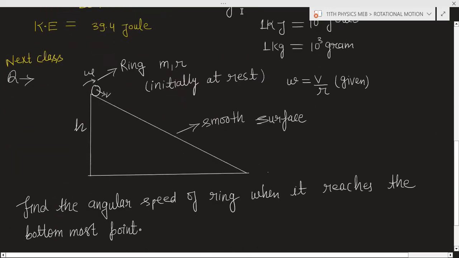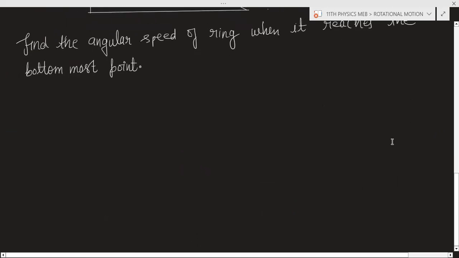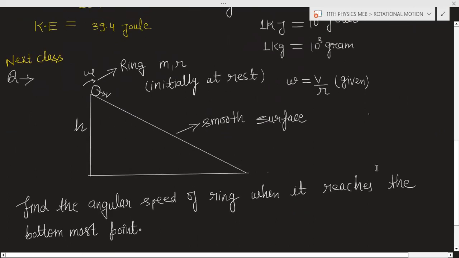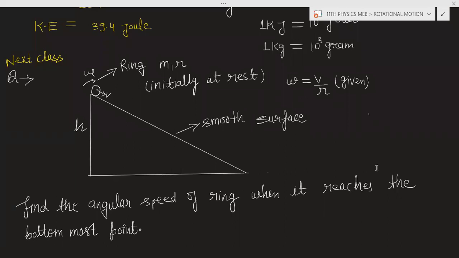Now, Hiba, which chapter is going on in your school? We just started oscillations. Okay. Actually, this chapter will mostly be finished in 2 lectures, because rotational motion is a little bit difficult to understand. That is why my speed is a little bit slow in this chapter. After this chapter we will start oscillations.